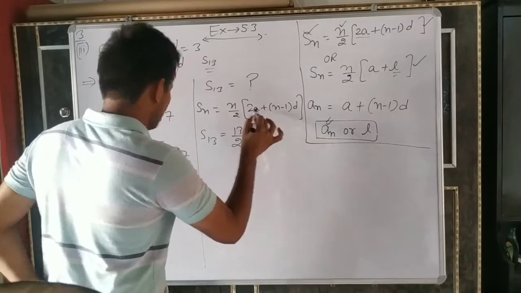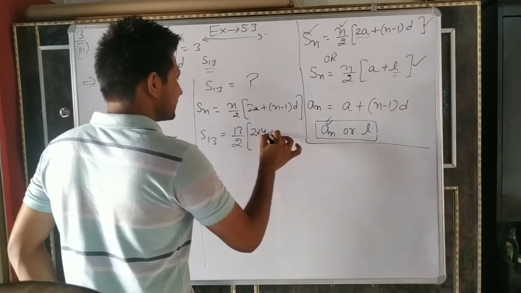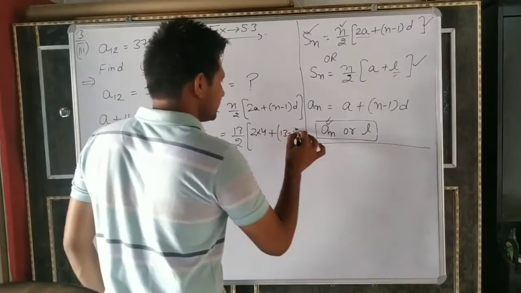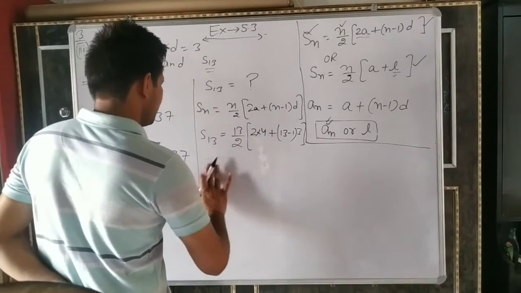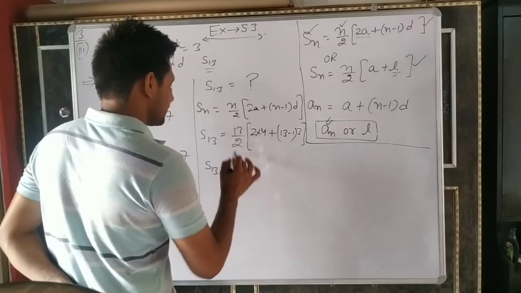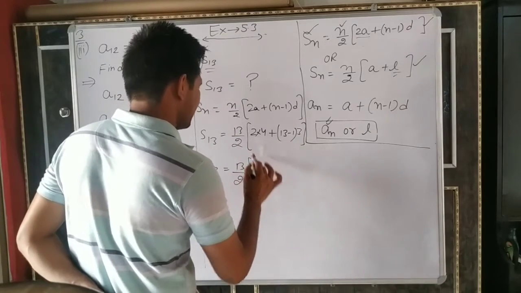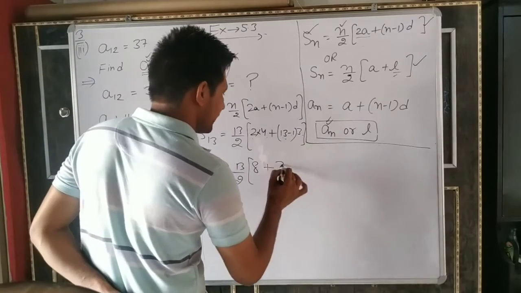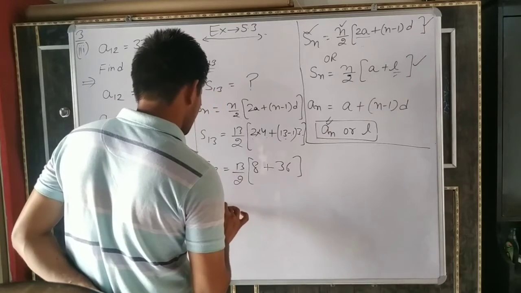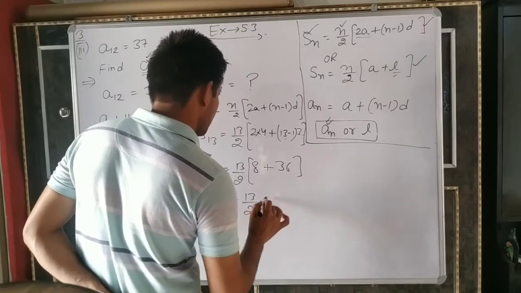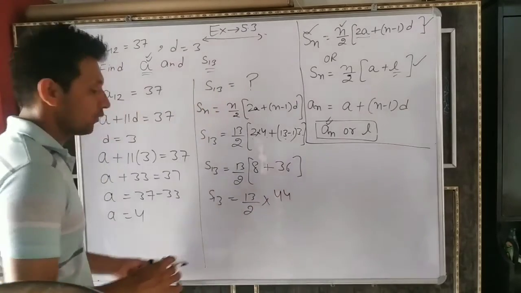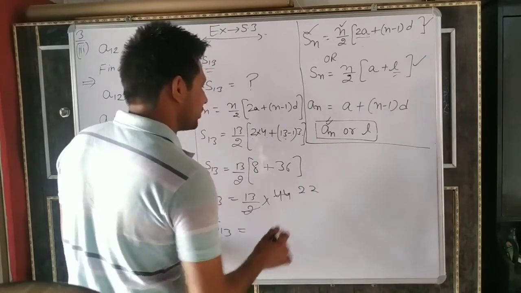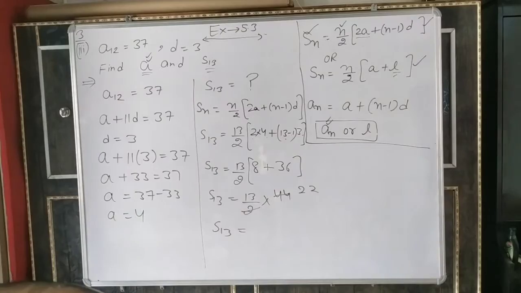So 2a, 2 into a, 4, plus n is 13, minus 1, and d is already given. It is 3. So S13 equals 13 divided by 2 bracket 2 into 4, 8, plus 13 minus 1, 12, 12 into 3, 36. So S13 equal to 13 upon 2 multiplied by 44. It becomes 22. So S13 equal to 13 into 22. Multiply it, that is your answer.